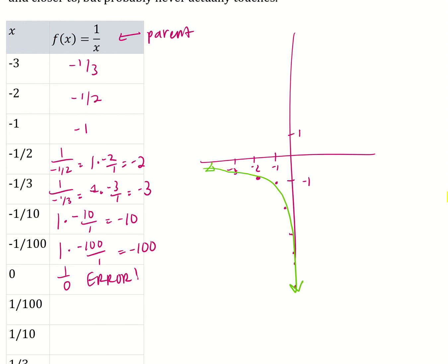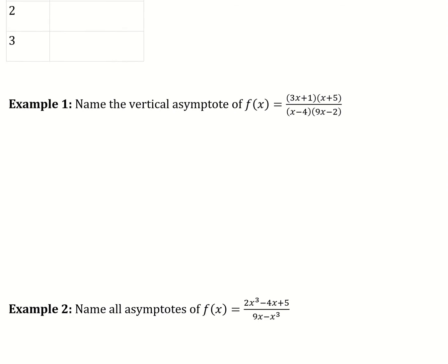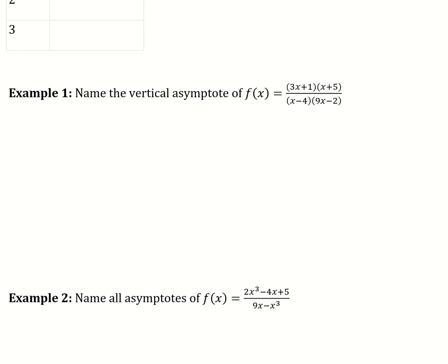You'll see that the same thing is true in the first quadrant, except that those y values get positive. They get much, much, much bigger. So vertical asymptotes come from trying to divide by 0. Because when you divide by a number that's closer and closer and closer to 0, those y values will very quickly increase or decrease. Let's take a look at a couple of examples.